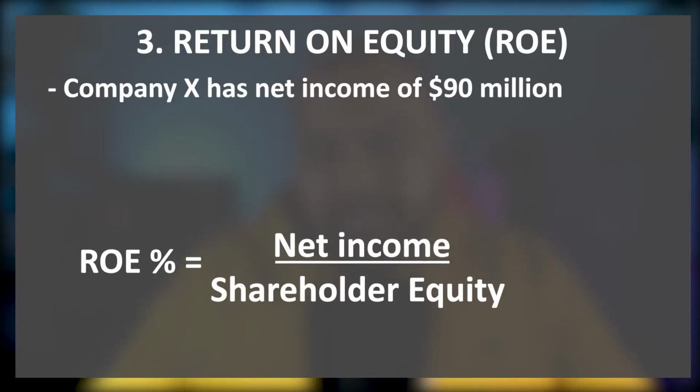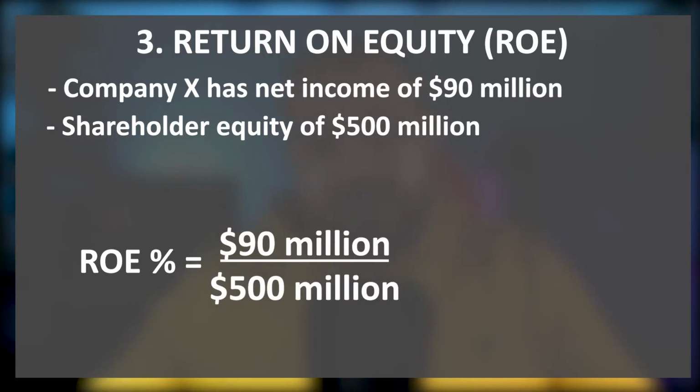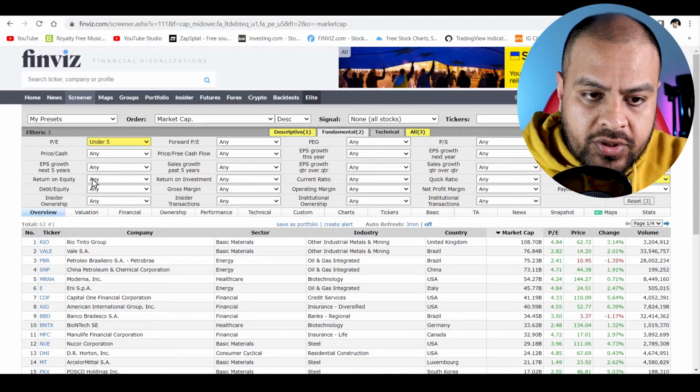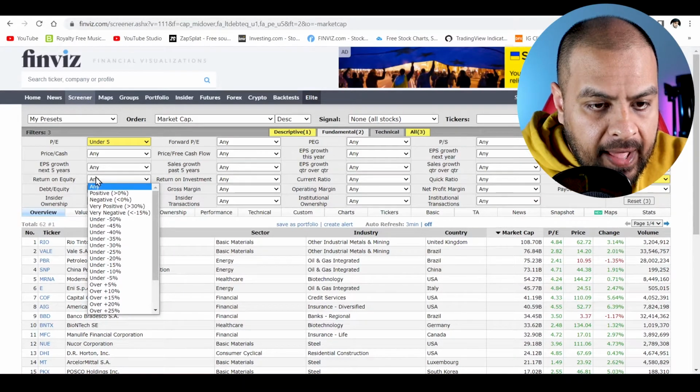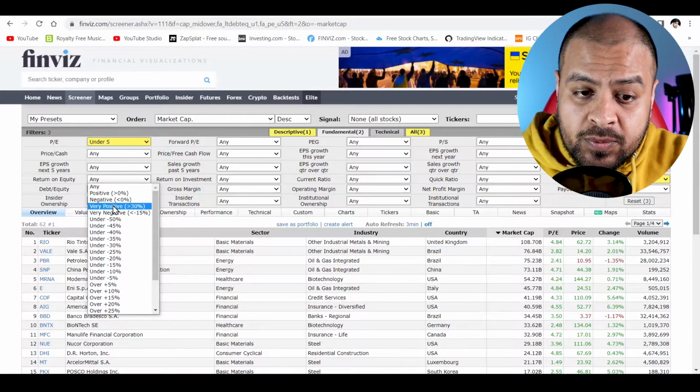So let's say company X has a net income, which is minus the liabilities, minus any debt, of $90 million. It has a shareholder equity of $500 million. Therefore, the ROE is going to be $90 million divided by $500 million, which gives us 18%, which is not bad. So if we go to Finviz, you can see here there's a return on equity box, and I want it, well, let's go for very positive. So more than 30%, which is very high.